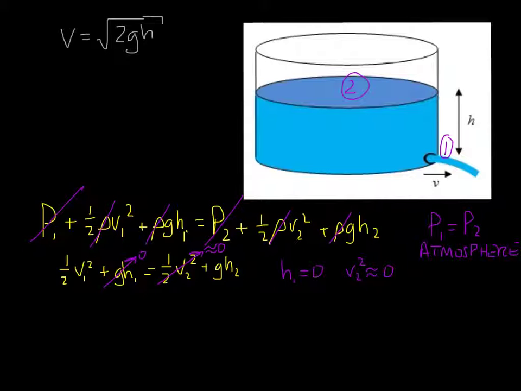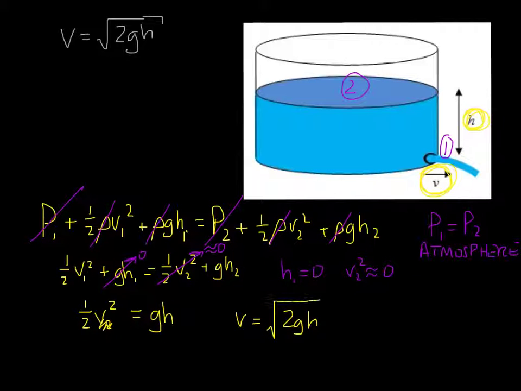So now the equation is just simply 1/2 V1 squared. In place of the V1, I'm just going to put down this V, so 1/2 V squared is equal to, and in place of the H2, I'm just going to put down this H. So we're just going to have GH, and now just solve the equation for V. So multiply both sides by 2, and then square root it, and you have V is equal to the square root of 2GH, Torricelli's equation.